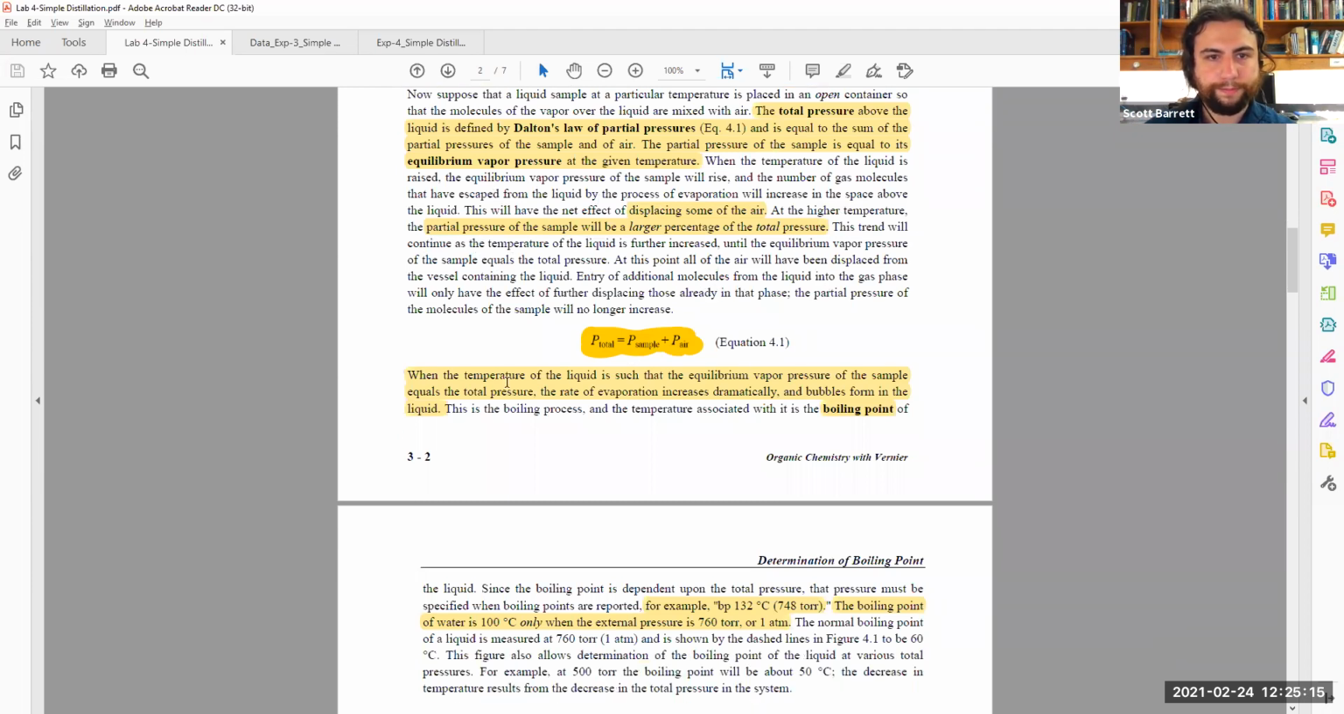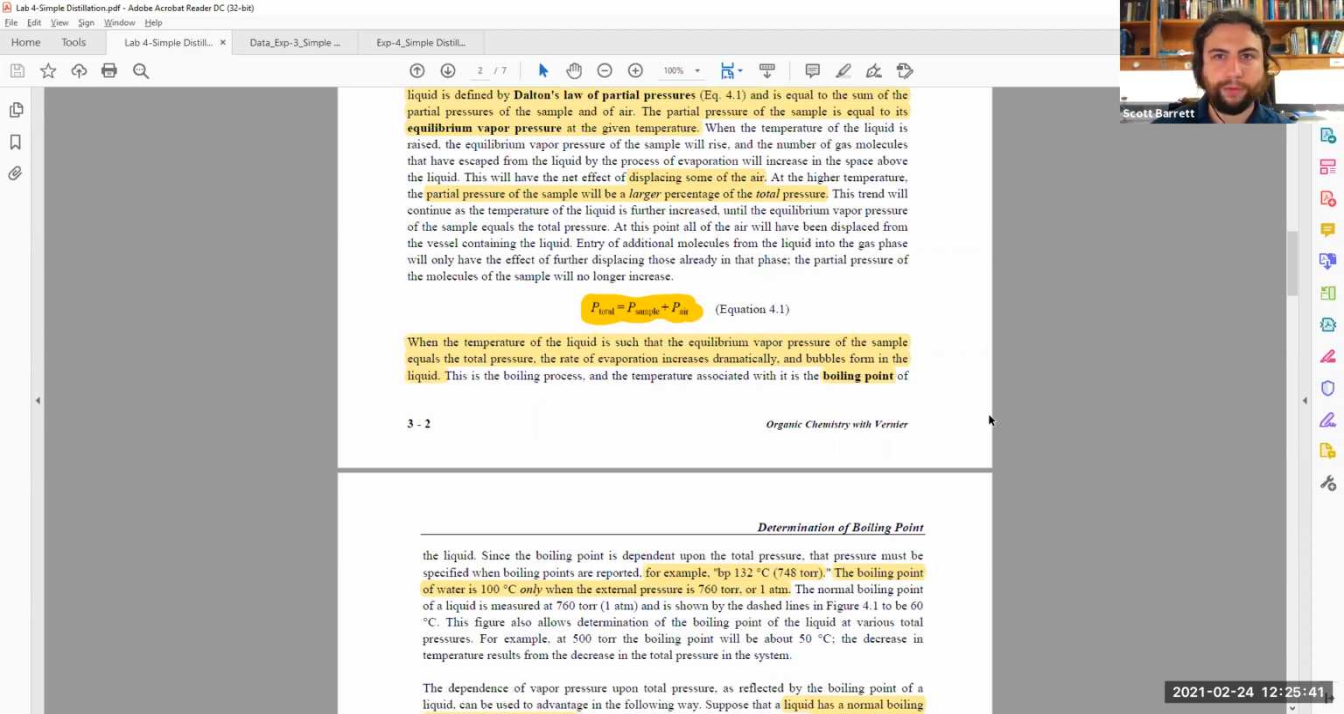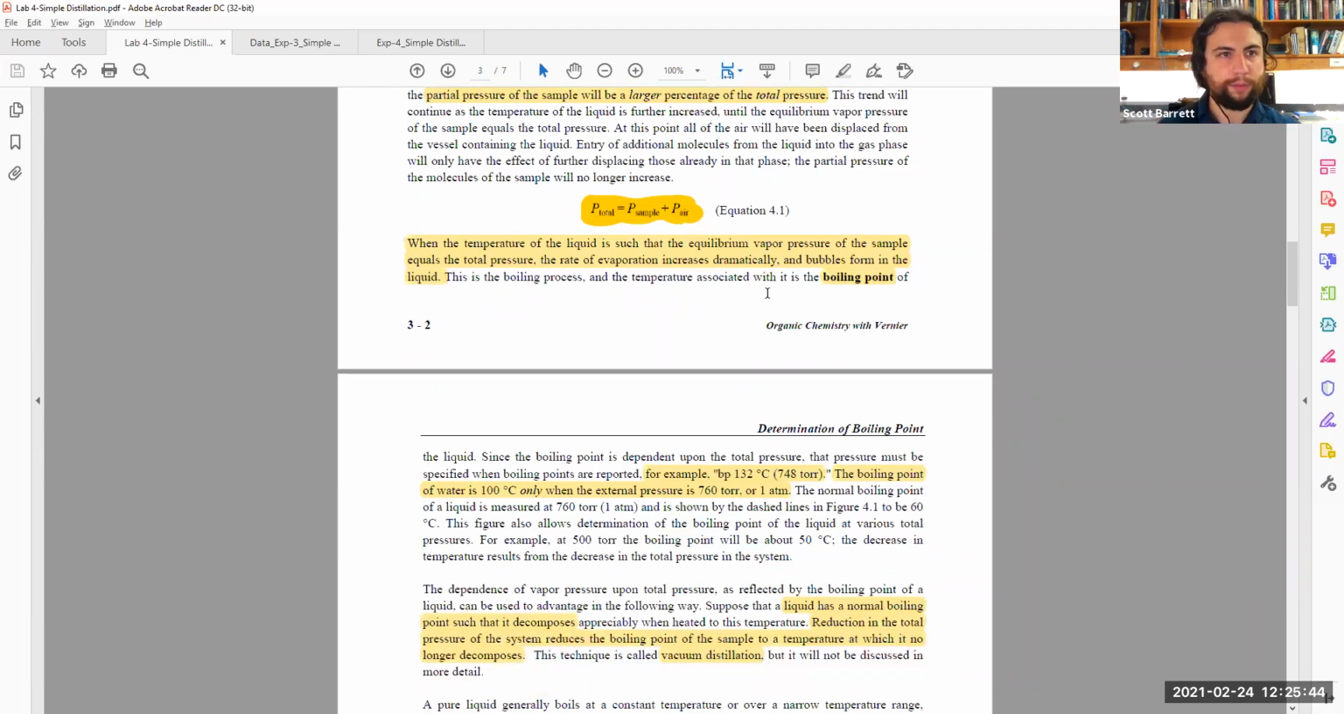So going forward, when the temperature of the liquid is such that the equilibrium vapor pressure of the sample equals the total pressure, the rate of evaporation increases dramatically and bubbles form in the liquid. So this is explaining whenever we meet that dotted line on the liquid to gas line there with the vapor pressure. And so what happens is that boiling occurs, and we associate this with the boiling point, which everyone already knows. It's just explaining here the relation between the vapor pressure and coming to that point of boiling, called the boiling point.